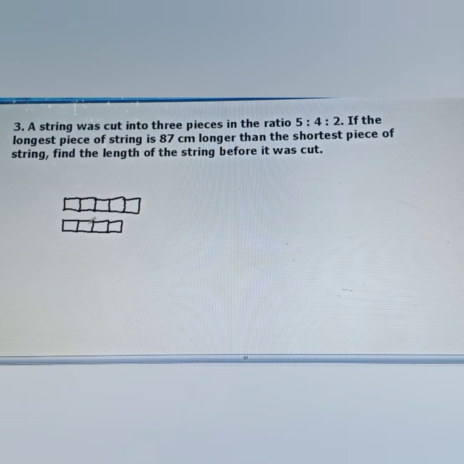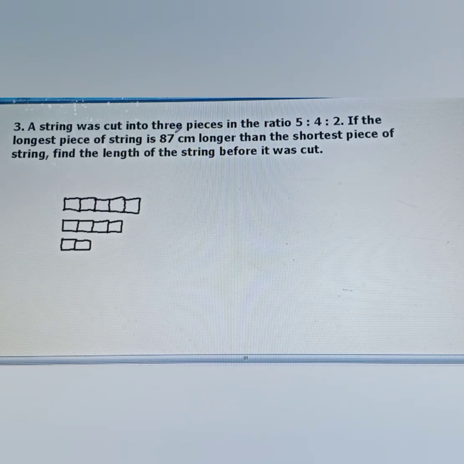And the last one is 2, the shortest piece. So let me draw 2. Assuming the small blocks are equal, again we have the ratio 5, 4, and 2. It says, if the longest piece of string is 87 cm longer than the shortest, find the length of the string before it was cut, meaning you add all these 3.